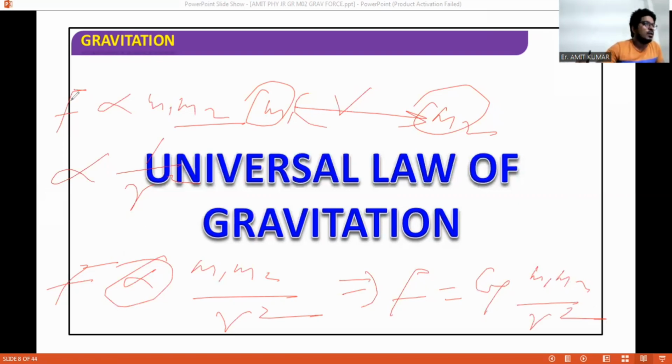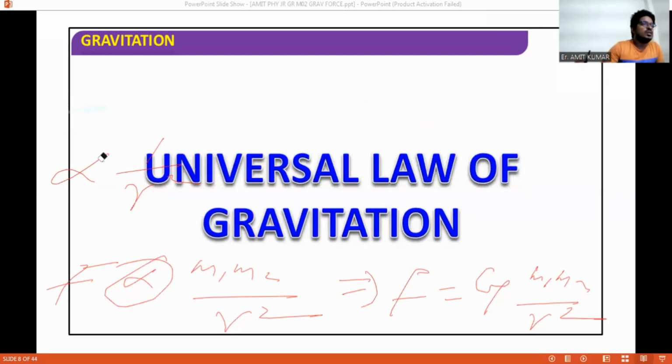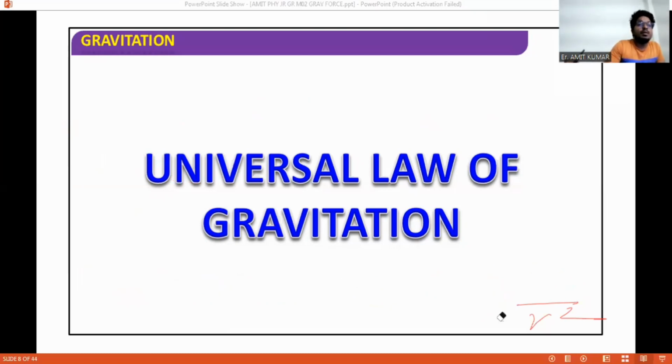Anyone having any confusion? Ask me. Yes or no? So what is the universal law of gravitation? All of you know: F equals G M1 M2 by R square. How this relation came, I already derived. You should know all these things and mention these points in your notes. Can we proceed?